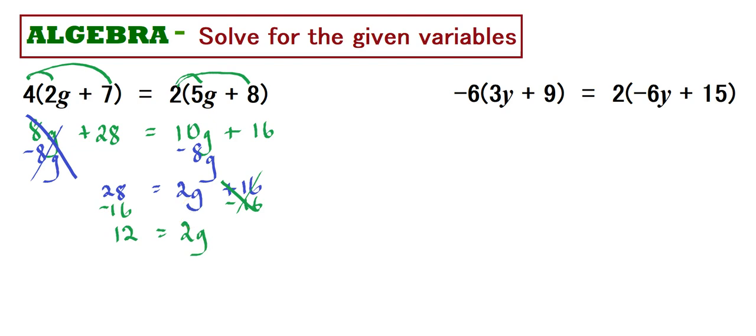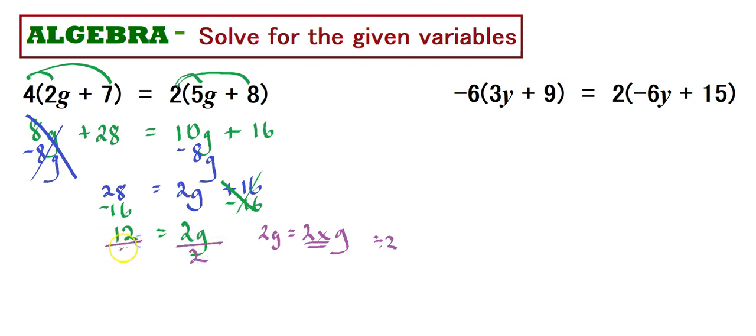We're nearly there. So now we have to divide by, this says 2g, right? Which really means 2 times g. So what's the opposite of multiplying by 2? Right, it's dividing by 2. And to show division, I use the fraction bar. So that says divided by, we're going to divide by 2.